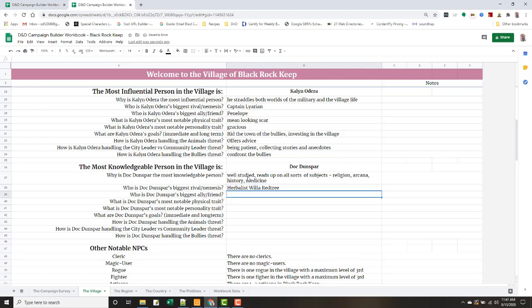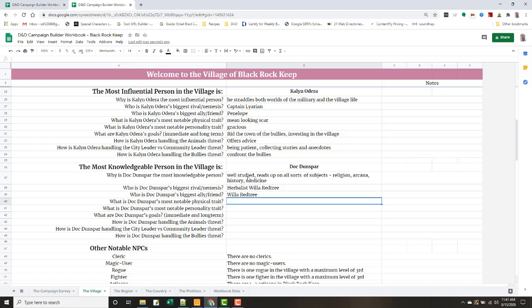And who is Doc Dunspar's biggest ally friend? It's herbalist Willa Red Tree. Rival and friend, they're frenemies. So in a professional sense, they're rivals, nemesis, and in a personal sense, they're allies and friends. So it's situational, and that'll create for some mixed emotion moments.